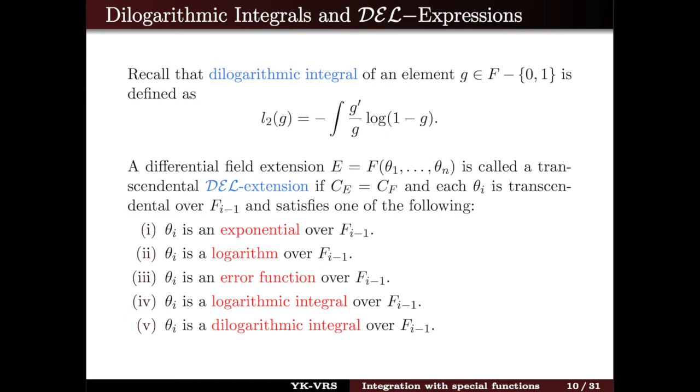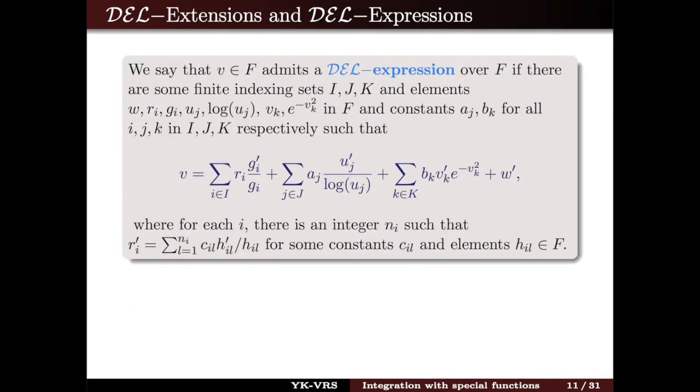So at this point, what we have is exponential, logarithm, error function, logarithmic integral, and dilogarithmic integral. They appear in any order. Such an extension is called a DEL extension, and there is a DEL expression. So I will tell you what the expression is. The expression is something like this. This is the one that is of primary interest. We are actually going to get an expression for the base element alpha in this particular form. Okay. So it somewhat resembles Liouville's.